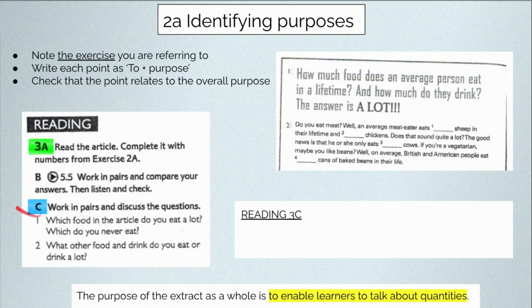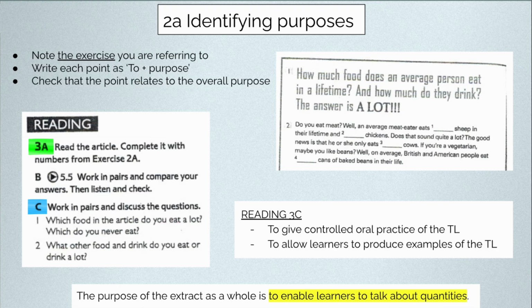For reading 3C, to give controlled oral practice of the target language. Even though the target language hasn't been analyzed at this point, it's still giving controlled practice of at least one example of a quantifier, "a lot". And this also allows learners to produce examples of that quantifier. "I eat a lot of fish, how about you?"